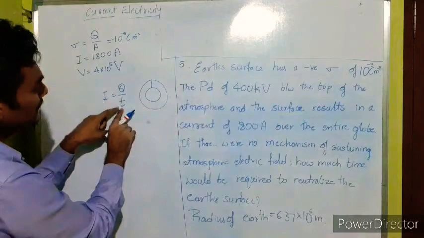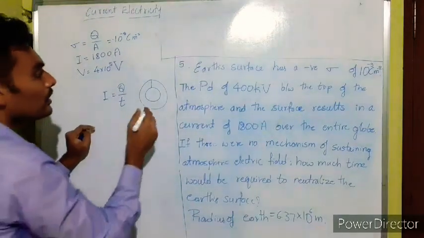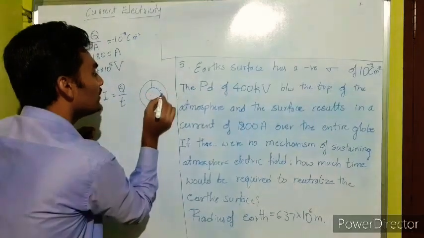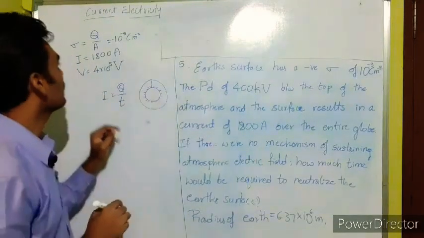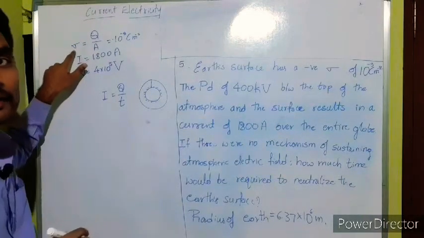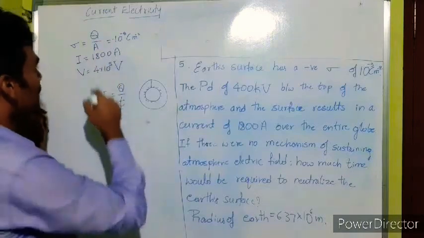Yes, we need T, but we don't know what Q is. What is Q here? Q is the total negative charge deposited on the earth's surface. How do we get that? We have sigma given, the charge density is given, but the charge is not given. We can make use of that.